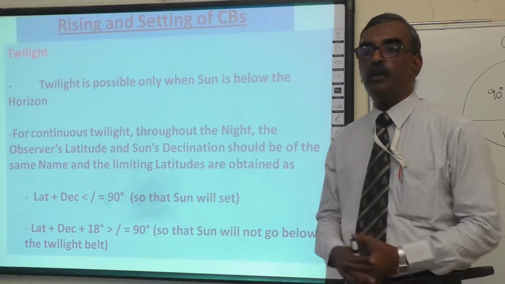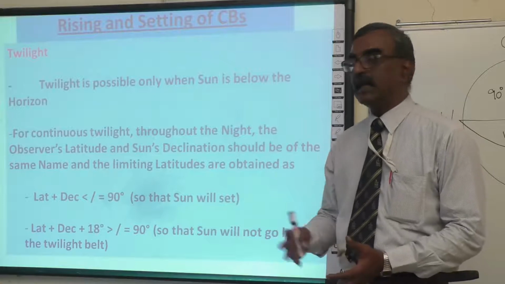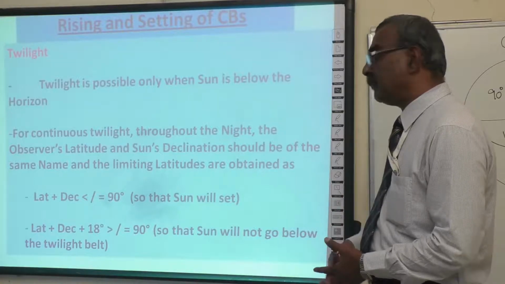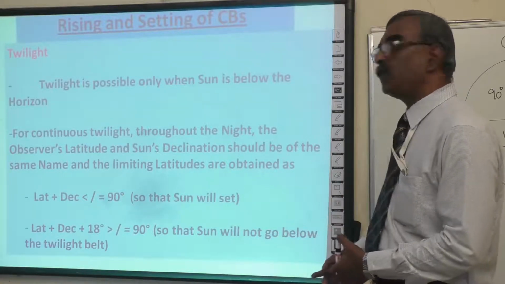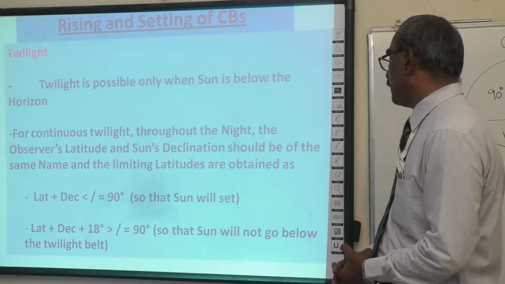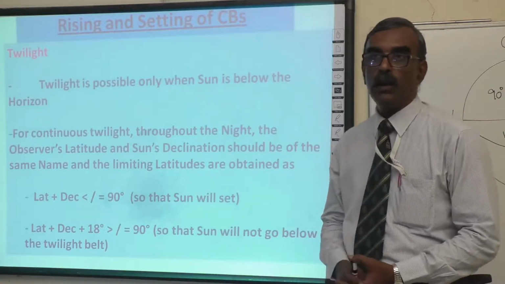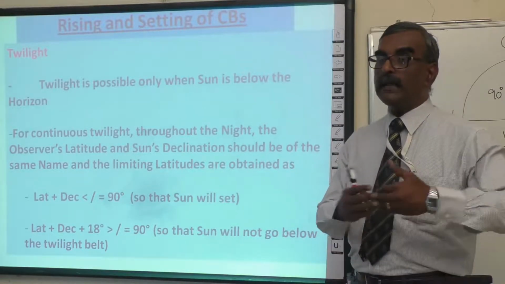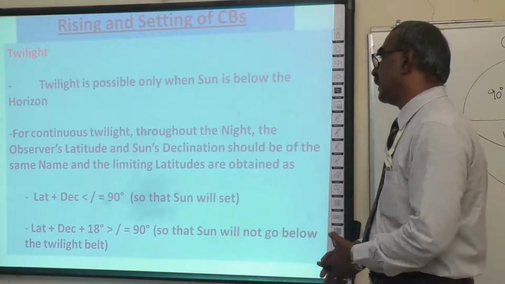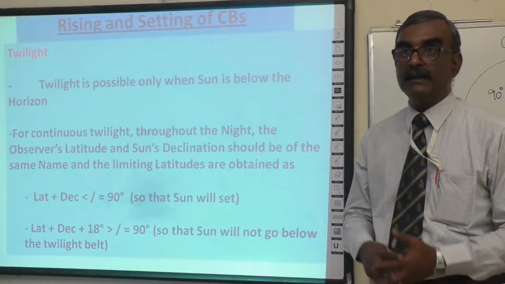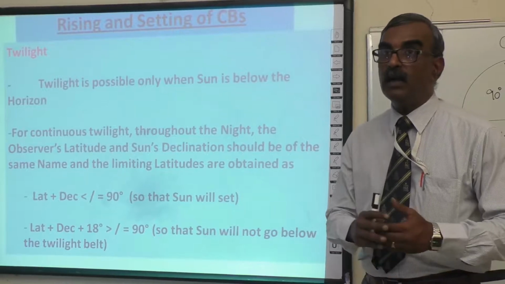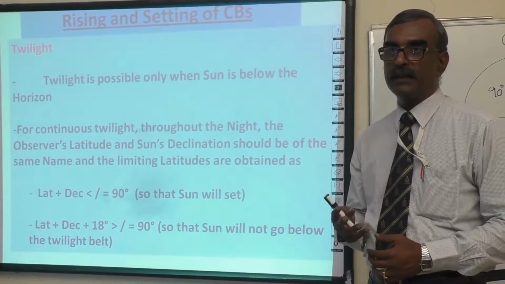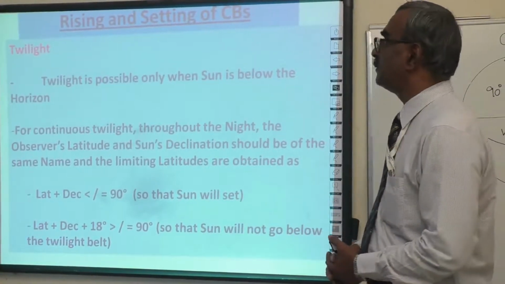Here, equation wise, if we have to put it, the observer's latitude and the sun's declination plus 18 degrees: if you add up the twilight, if it is equal to or greater than 90 degrees, the sun will not go below the twilight belt at all. It would remain above 18 degrees. However, when you add up the latitude and declination, if it is less than or equal to 90 degrees, sunset will occur or the sun will rise also, but it is not moving below the 18 degree belt. So you have twilight throughout the night.